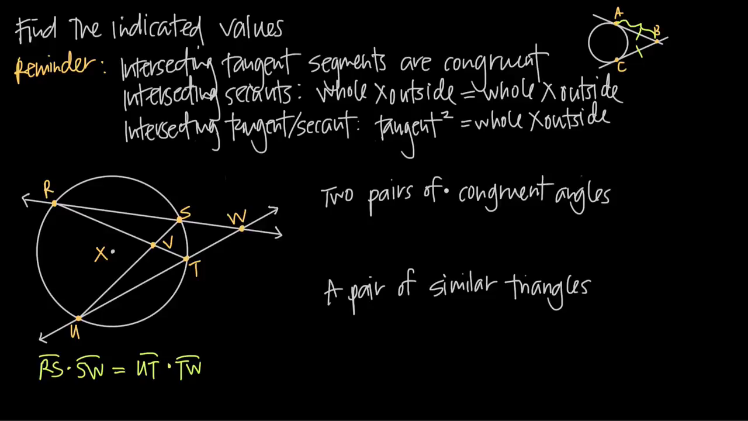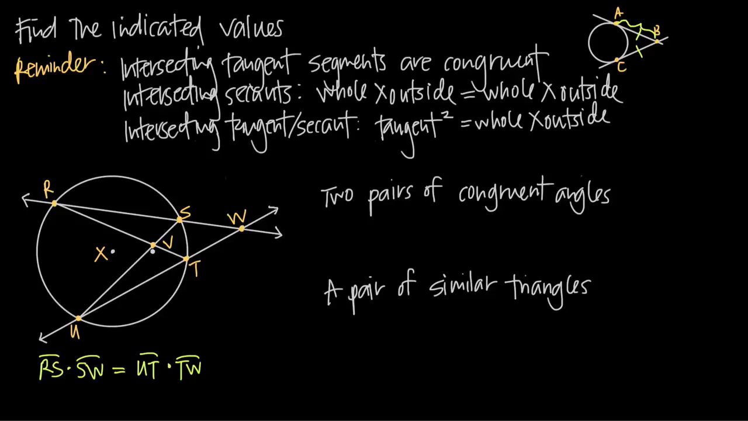And this is another interesting fact about intersecting secants. When we have intersecting secants, so we have this secant line RW and this secant line UW, if we connect opposite intersection points, so we connected S to U and we connected R to T to form these lines here, notice that we have two triangles that are formed.